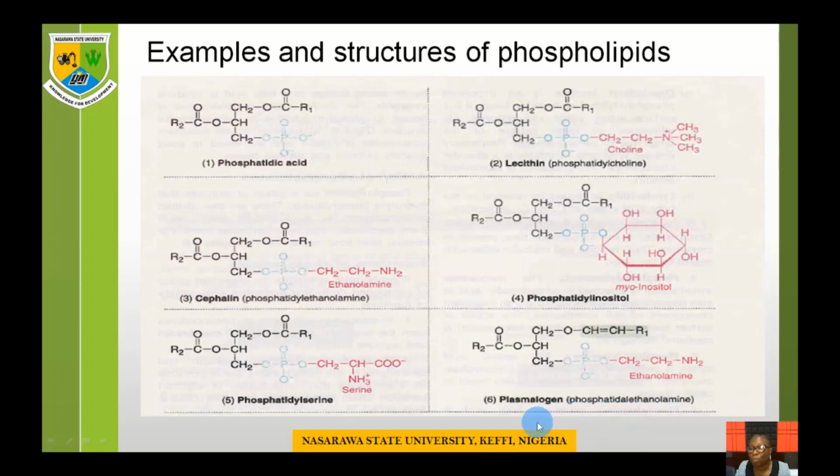All right, plasmalogen, instead of an ester linkage here, you remember we have an ester linkage here. What you have here is an ether link. All right, it's an ether link. That is the difference between plasmalogen and phosphatidylethanolamine. Where you have an ester link here, what you have is an ether link here. So that's plasmalogen. It's also an example of phospholipid, and it also contains ethanolamine.